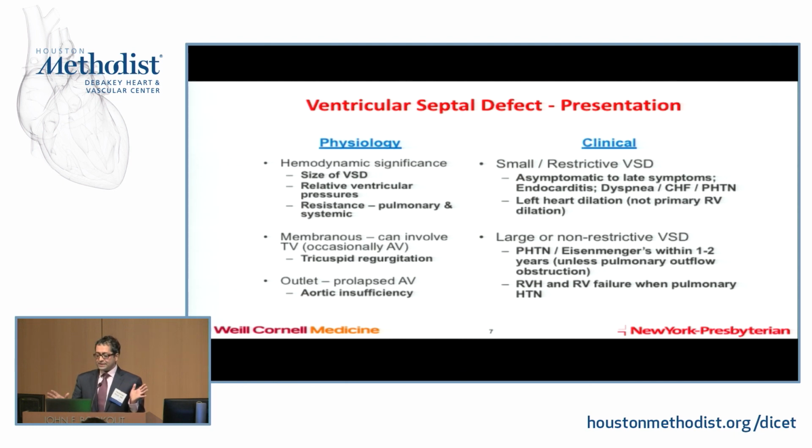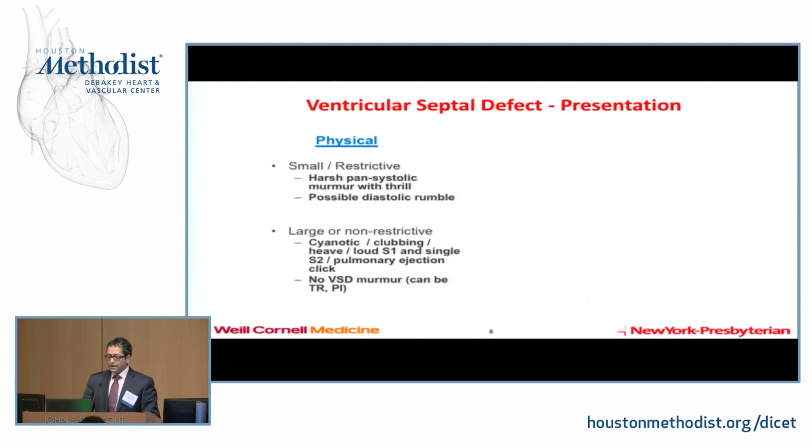A large VSD, a non-restrictive VSD, if you don't deal with that early in life, will cause pulmonary hypertension and can lead to a phenomenon we know as Eisenmenger syndrome, where you get right to left shunting, and that can be a bigger problem, which is why a large VSD which is causing symptoms, you often talk about closing early in life. Okay. On physical exam, VSD generally will cause a harsh systolic murmur.